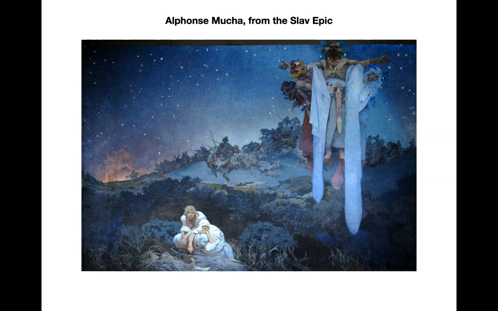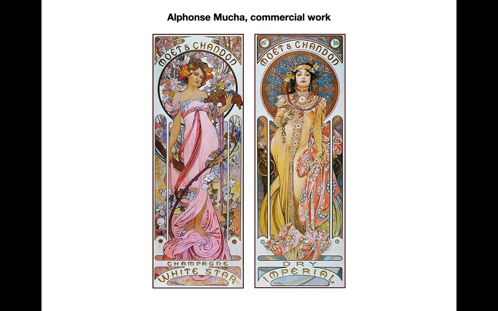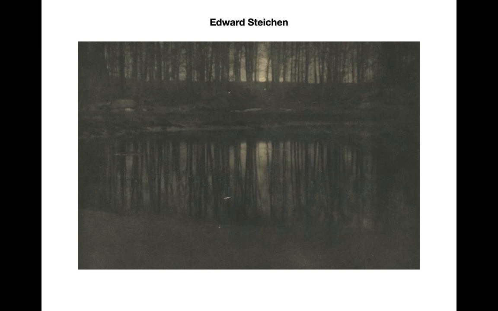When you look at her work, right away it calls to mind the Czech artist Alphonse Mucha. This is one of his paintings from his series called The Slav Epic, about his attempt to deal with the mythology of Slavic history. But he's mostly known for his commercial work, these posters for this brand of champagne that is still around to this day. Later pictorialism, you had folks like Edward Steichen.